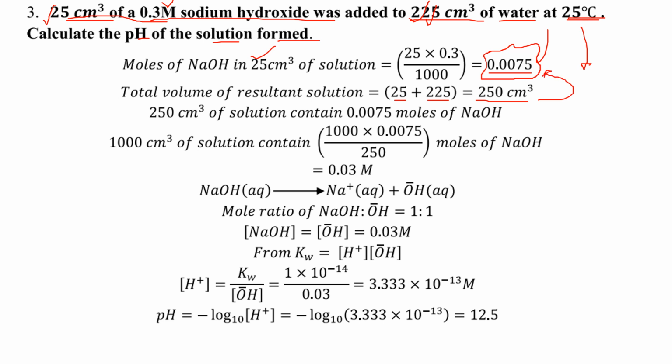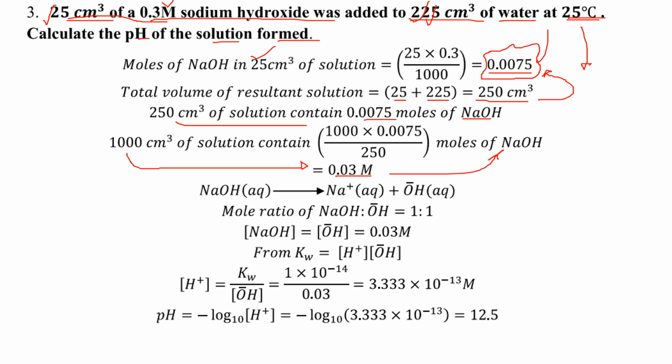And what about the 1000? So 250 centimeters cubed of a solution contains 0.0075 moles of sodium hydroxide. What about 1000? So that we can get the molar concentration of our base. It's going to be 0.03 molar concentration of sodium hydroxide.